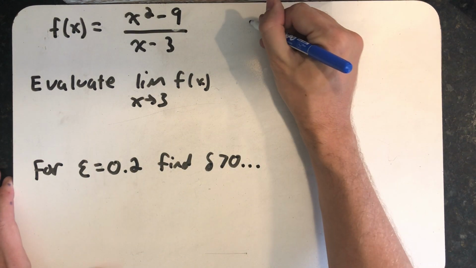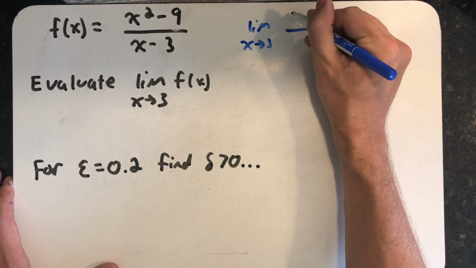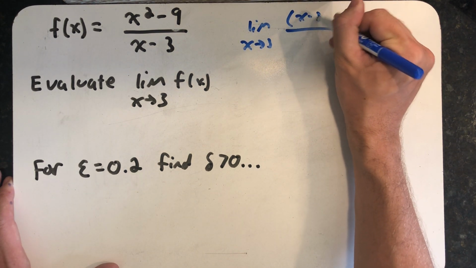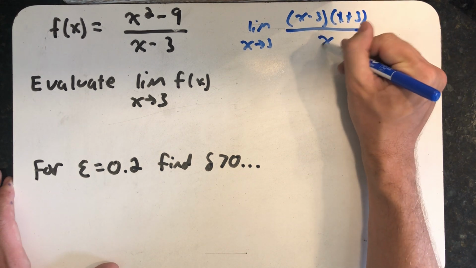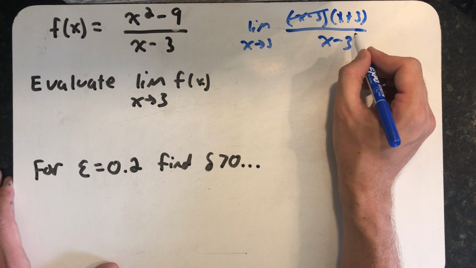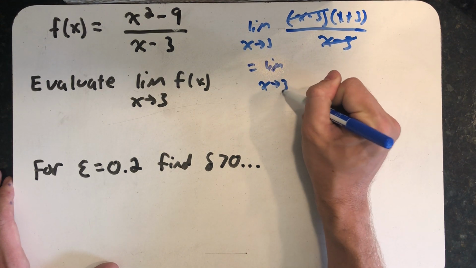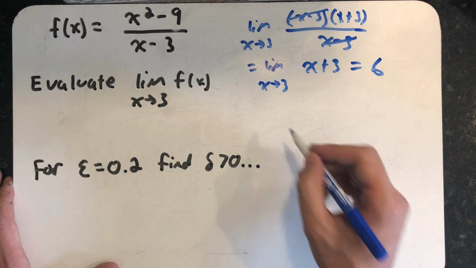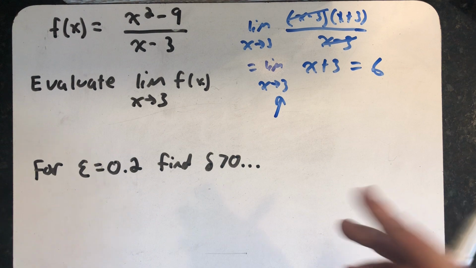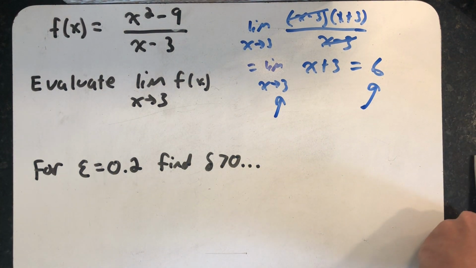Well, to evaluate this limit, I have to do some algebra first, just remembering the things we did in our first week of class. Do a little bit of factoring. Cancel out that common factor, and I'm really just taking the limit as x approaches 3 of x + 3, and I get 6. All right, there's my value c, x is approaching c, and there's my limiting value L.